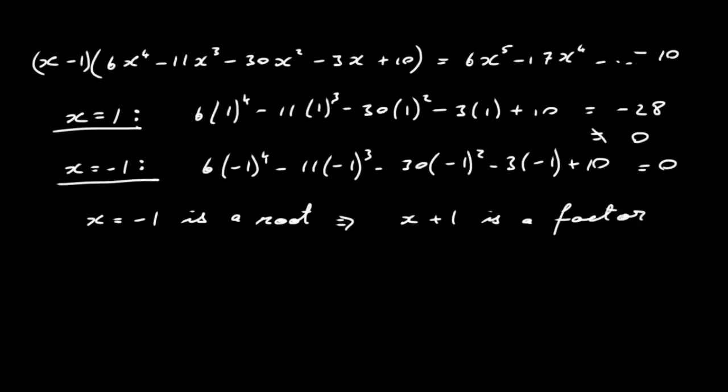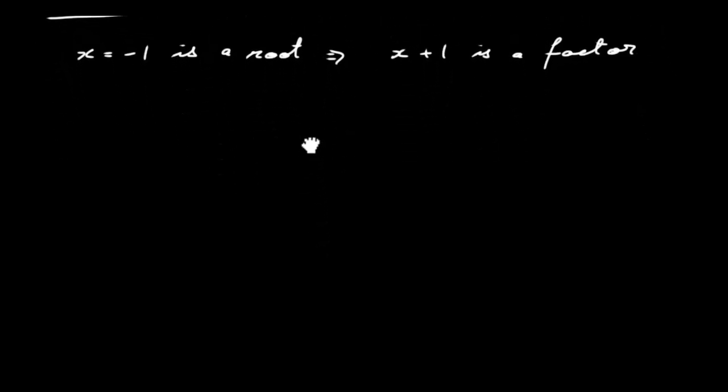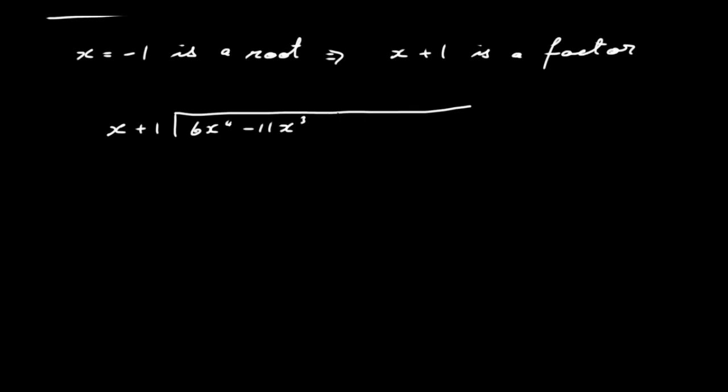So again, what we can do here is take the x plus 1, divide it into this here to give us another factor. So let's do that. It's just more long division. So we're going to take our x plus 1, we're going to divide that in to 6x to the power of 4 minus 11x cubed minus 30x squared minus 3x plus 10.